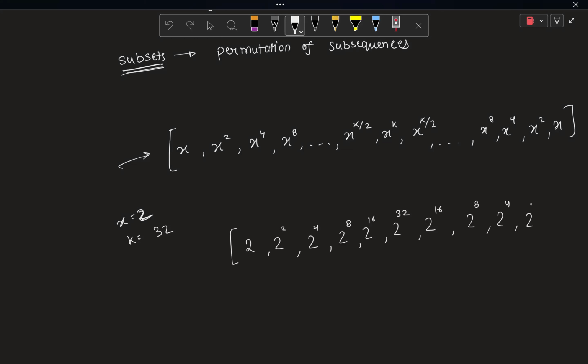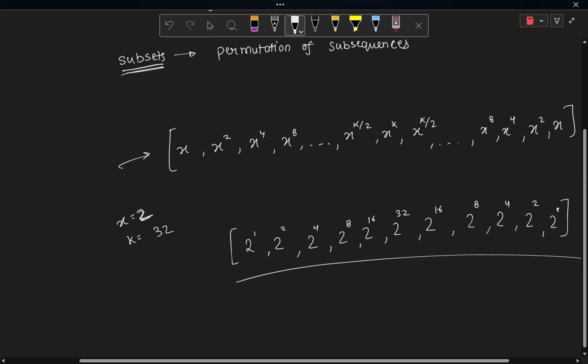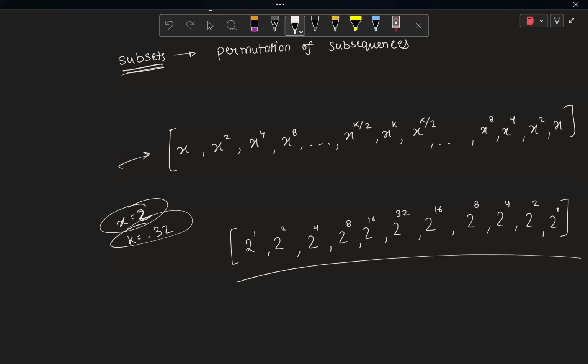2 raised to the power 4, 2 raised to the power 2, 2 raised to the power 1. We just have to tell what is the largest possible subset which can look something like this, where x can be anything, y can be anything, and k can be anything. Like x and k can be anything. So this is the problem. I hope the problem is clear.